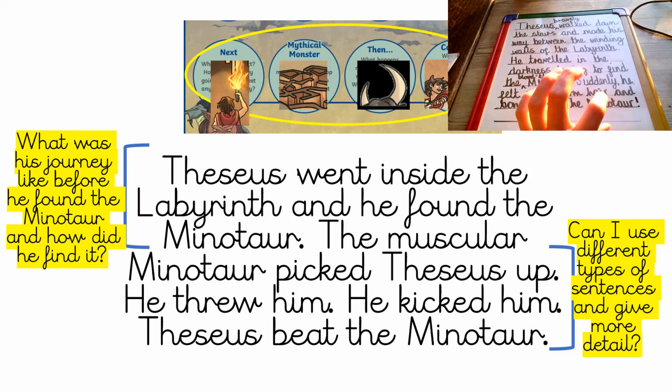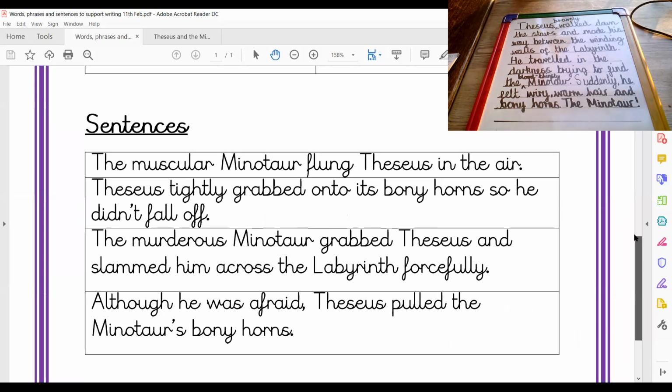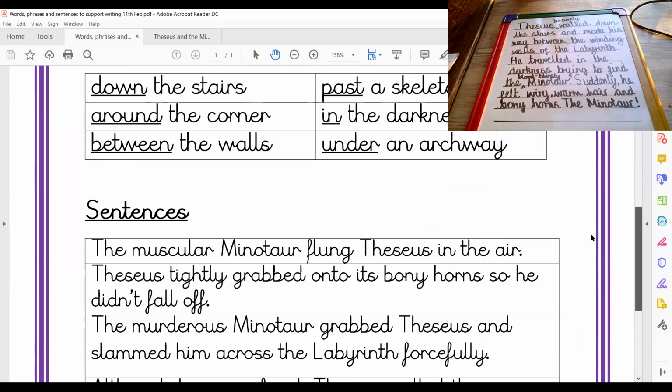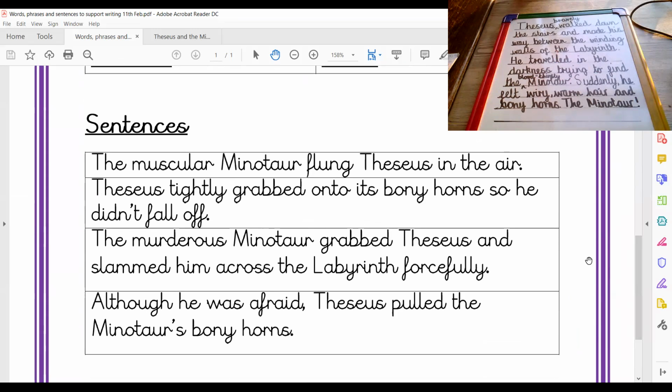So now I've included this next part of my myth. We've covered him coming into the labyrinth, finding it tricky because of the winding walls, and him feeling the horns. So now we're going to talk about the conflict. So now these sentences and these adjectives are really going to help me. So I know that the first thing that happened is the Minotaur flung Theseus into the air. And I can use this simple sentence here to help me.